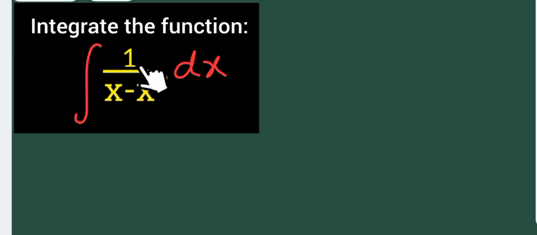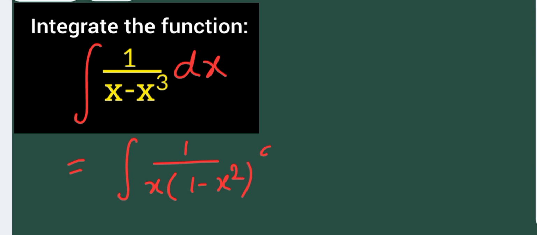So the first step in this question, I can write this as 1, and in the denominator I can take x common. So x common I can take, and it will be 1 minus x square. Further, if we simplify this, I can write this as 1 divided by x, as it is, and 1 minus x square I can write as 1 square minus x square, using the a square minus b square formula.